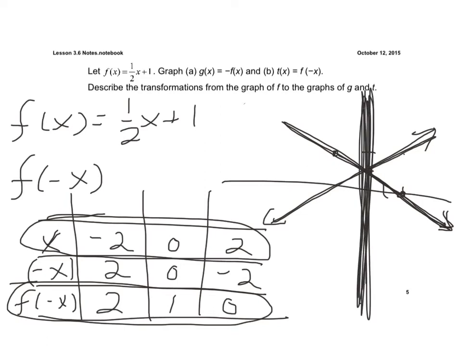So when we take the negative times the value that I'm plugging in and then evaluate the function, it reflects it over the y-axis. If I do it to the output, then it reflects it over the x-axis. And those are the two types of transformations that we're going to discuss tonight.